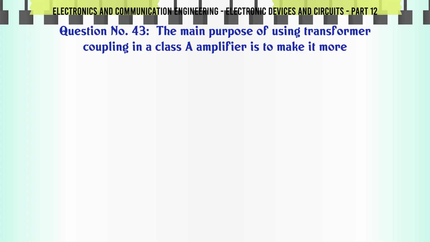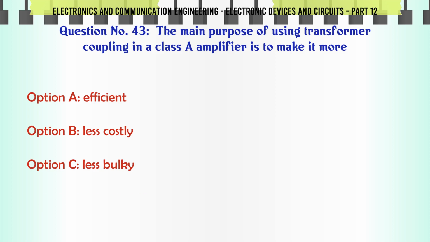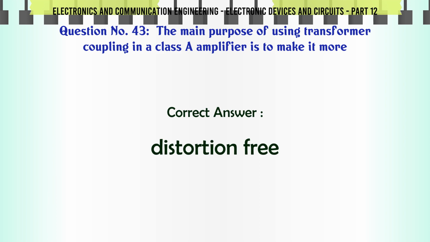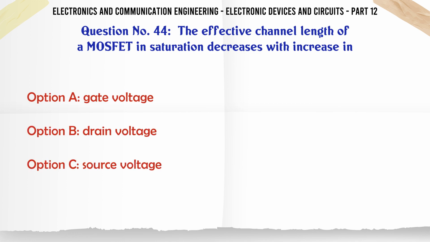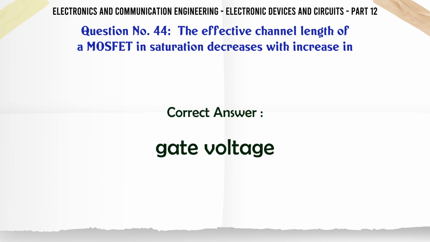The main purpose of using transformer coupling in a Class A amplifier is to make it more A) efficient, B) less costly, C) less bulky, D) distortion-free. The correct answer is distortion-free. The effective channel length of a MOSFET in saturation decreases with increase in A) gate voltage, B) drain voltage, C) source voltage, D) body voltage. The correct answer is gate voltage.